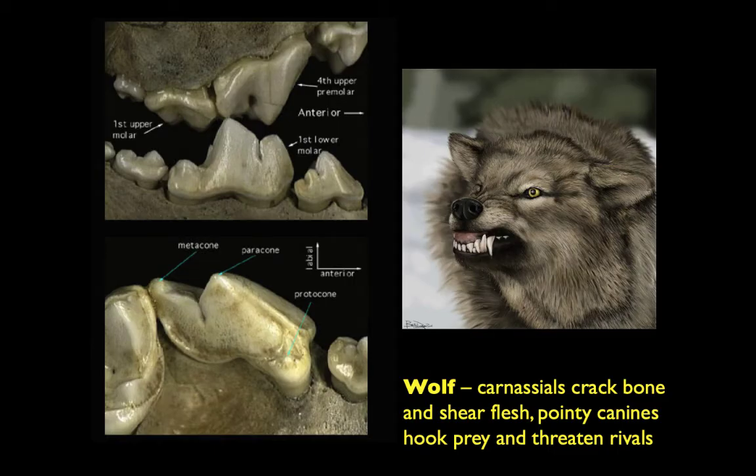Wolves, dogs. They have these unique carnassial teeth, which can crack bone and shear flesh. Carnassials are why all of these animals are actually called carnivores. They're not carnivores because of their diet. These pointy canines hook prey, and they also are used to threaten rivals. Carnassials are those scissor teeth you can see there in the dog's mouth. Notice they don't have any molars.